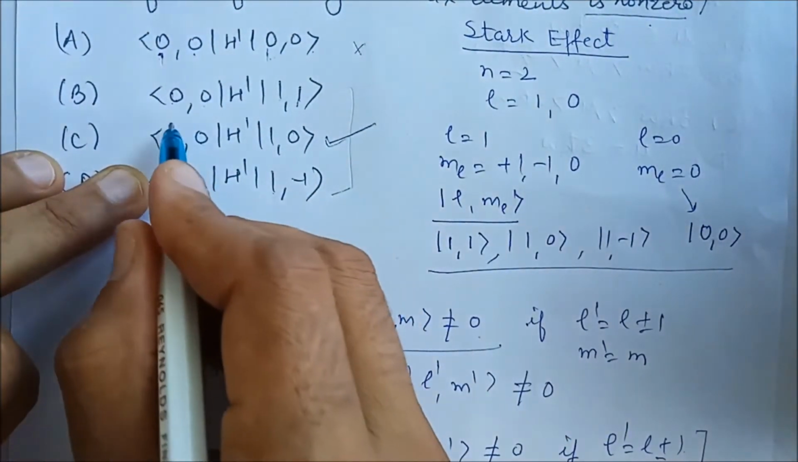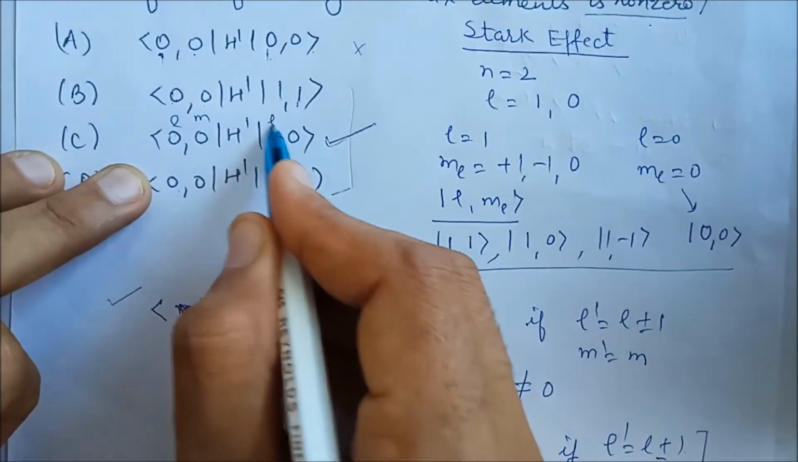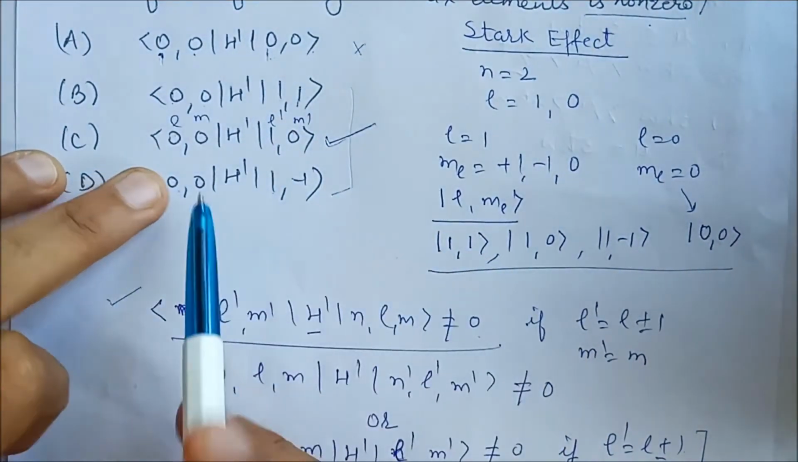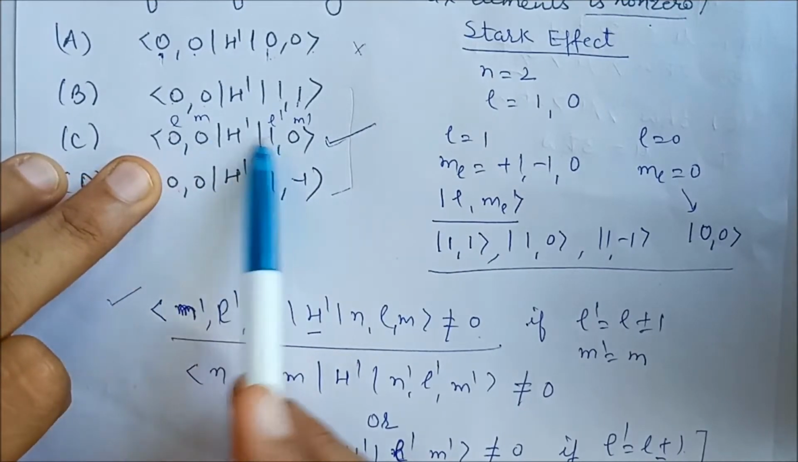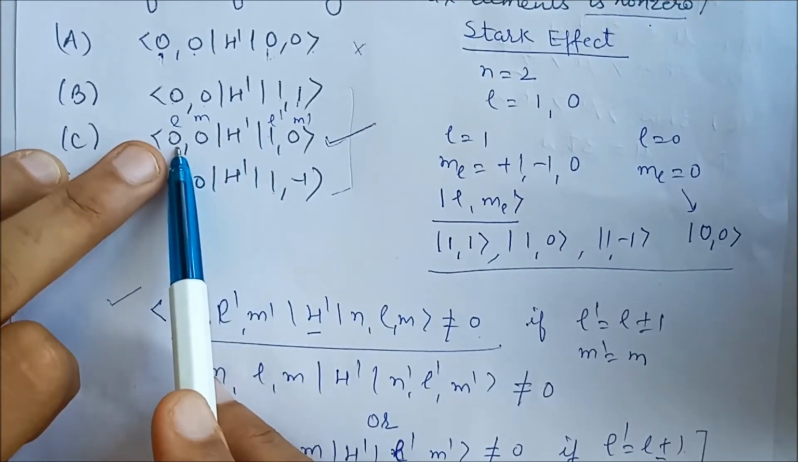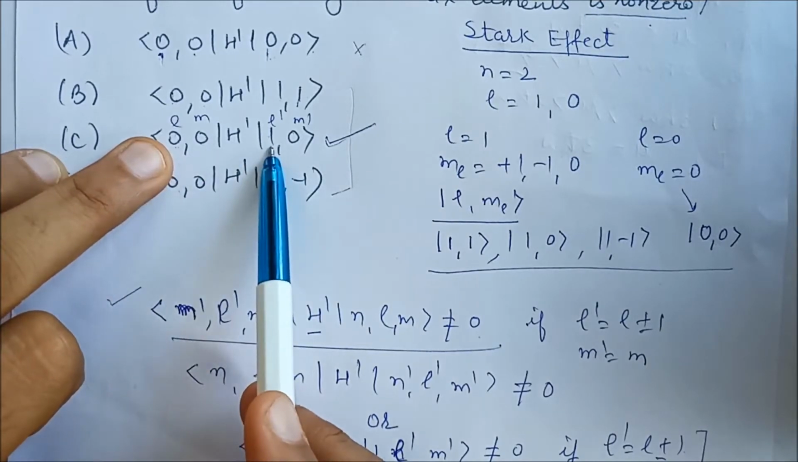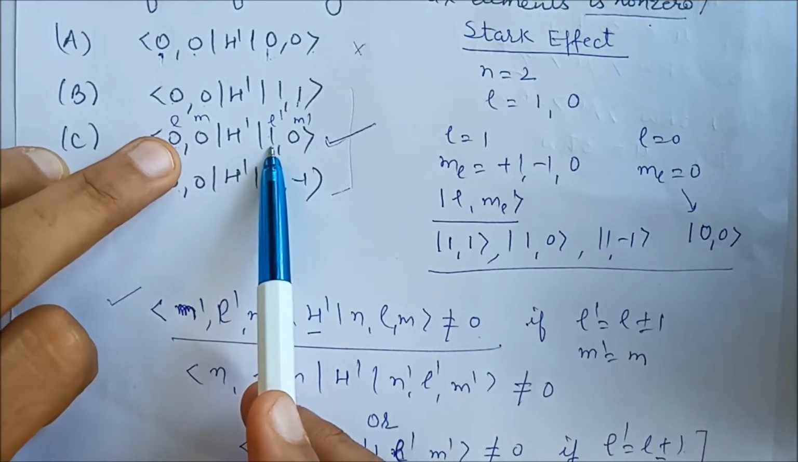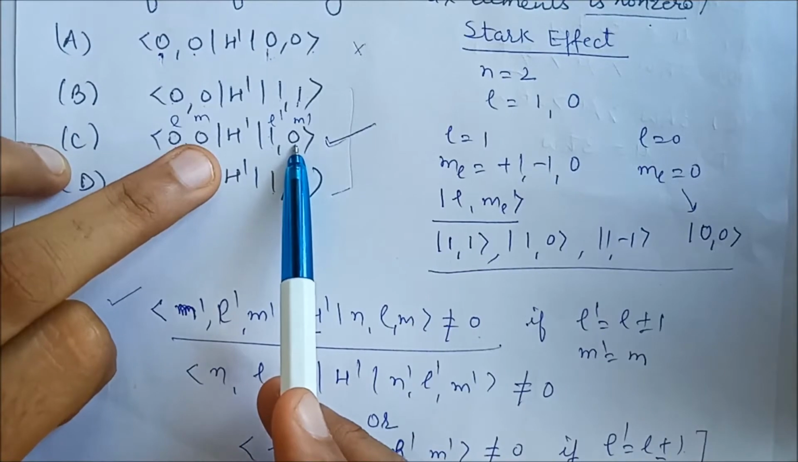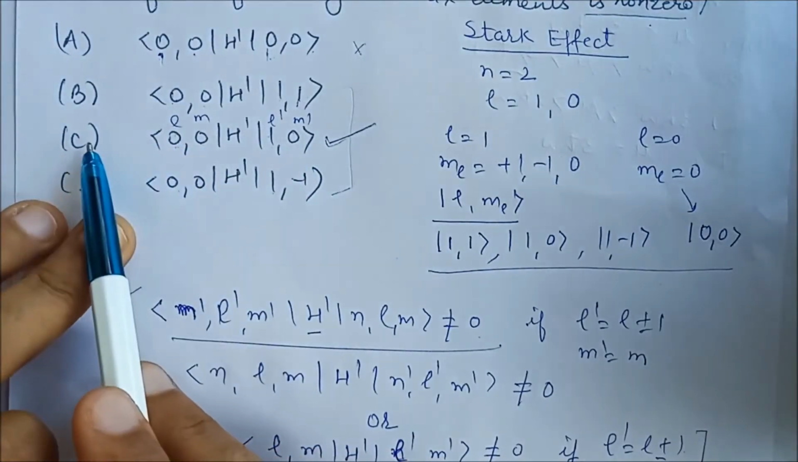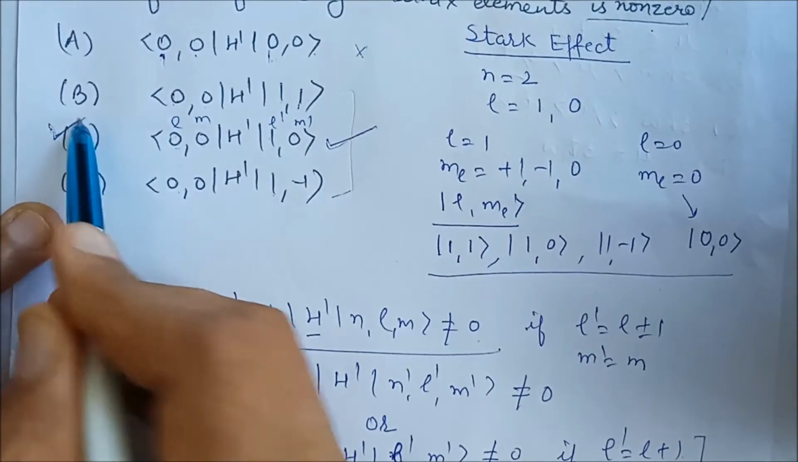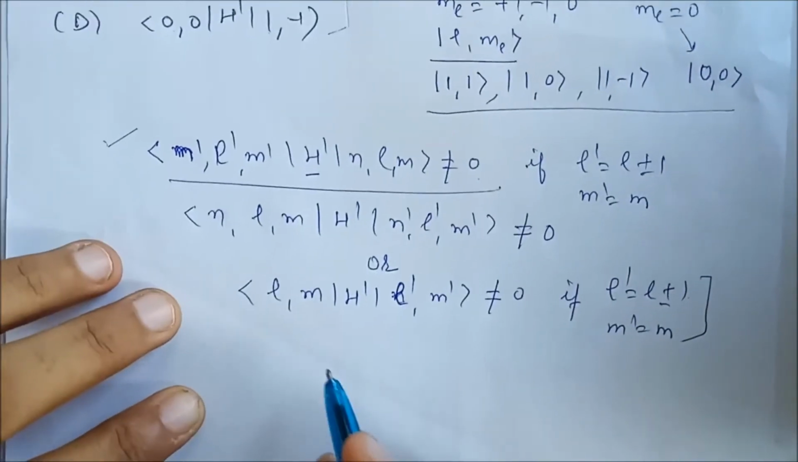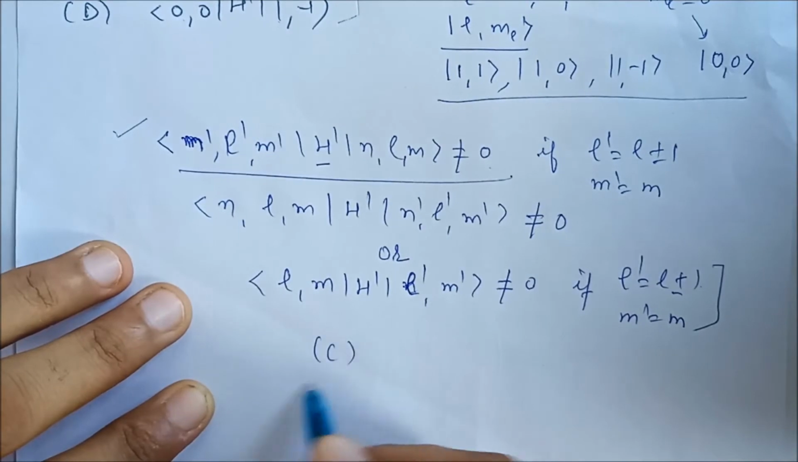So this is l, m and this is l dash, m dash. So we have both the conditions satisfied. l dash is equal to l plus 1, क्योंकि l zero है तो l dash कितना हो गया, 1. So l dash is equal to 0 plus 1 and m dash is equal to m. So only the third option, C, is non-zero. So our answer is C.